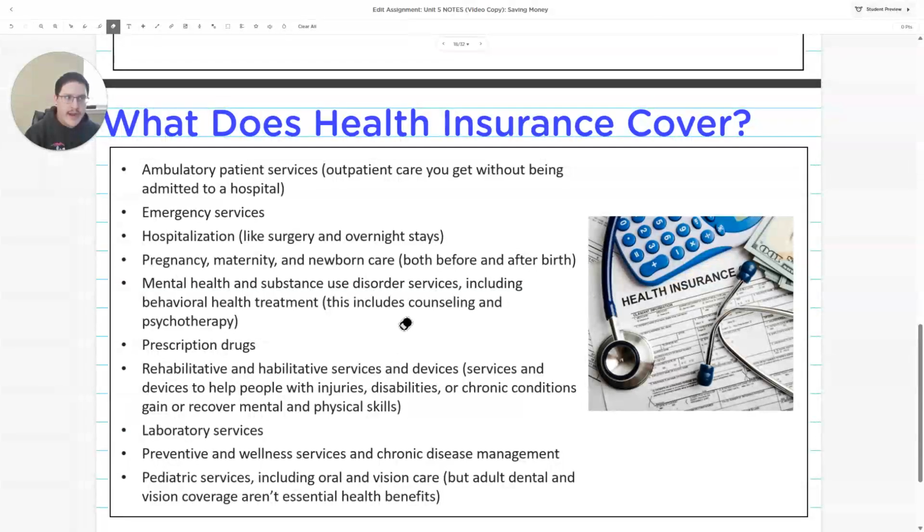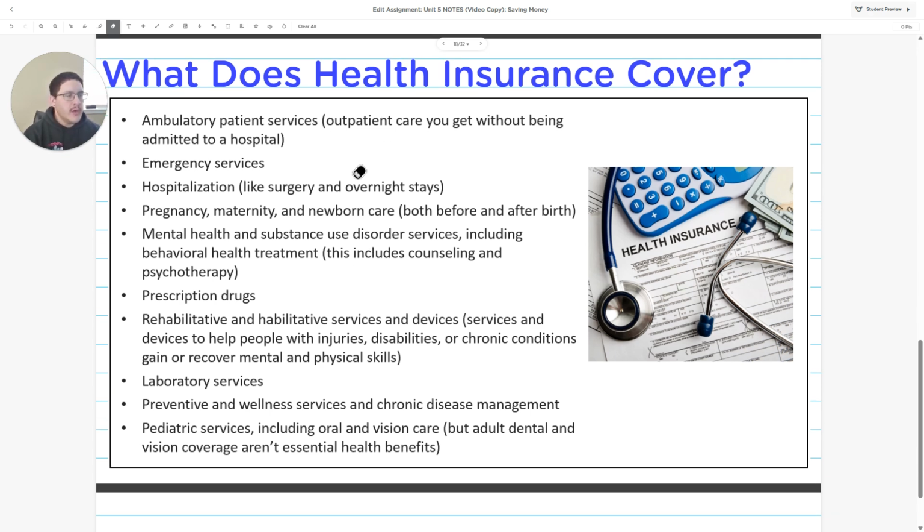So, like I said, I have a couple slides that talk about both. First, we're going to look at health insurance. What does health insurance cover? I'm not going to read everything that you see here, so I'm going to exclude the things that are in parentheses just for the sake of time in the video. But you can pause this video and read it yourself. If there is something that is a little vague, I'll expand on it just a little bit.